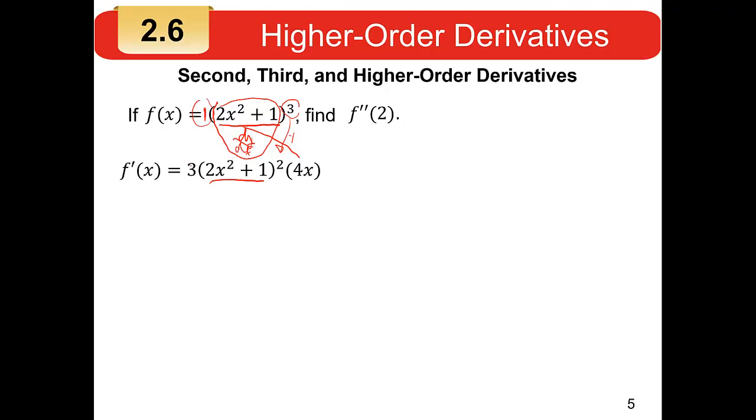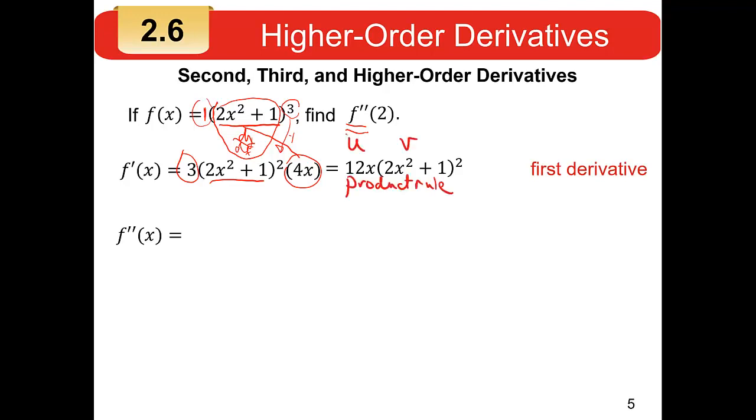And you want to clean that up a little bit. You can take the 3 times the 4x and get 12x. So you get 12x times the quantity 2x squared plus 1 squared. That's the first derivative. But remember, we're looking for f double prime, so we've got to take the derivative of the derivative. At this point, you have to notice that the derivative of the first derivative is going to be a product rule. So you've got a function u, which is like the 12x, times a function v, which is the rest of it. Product rule.